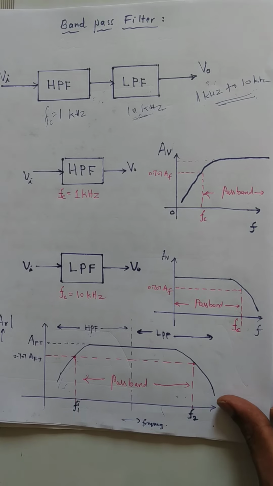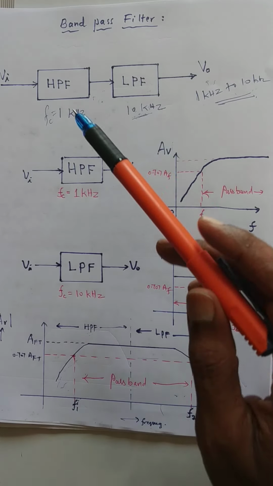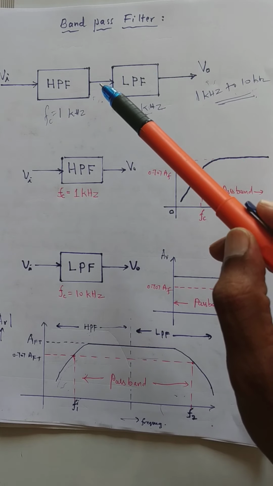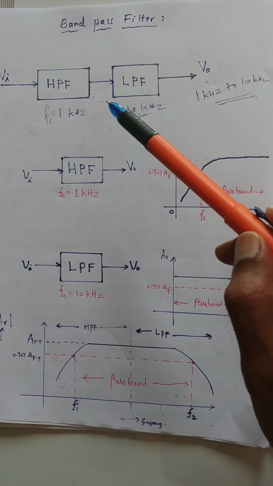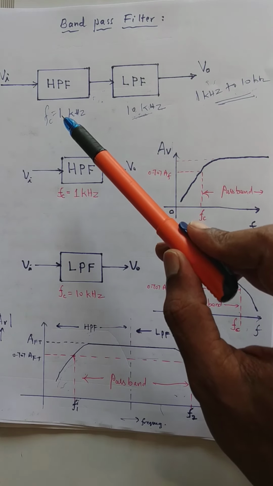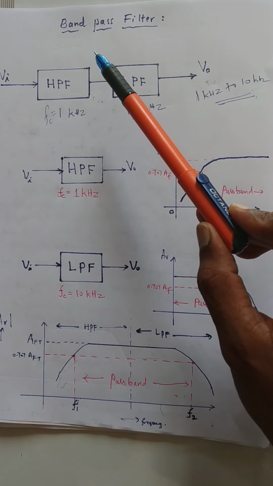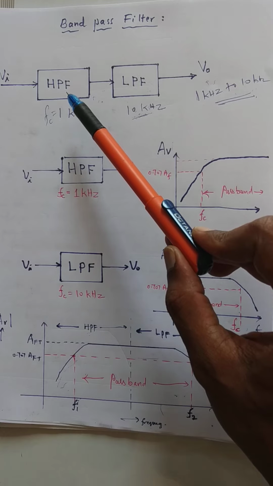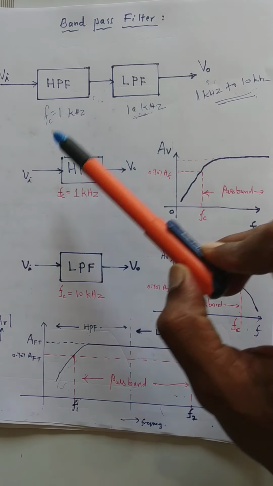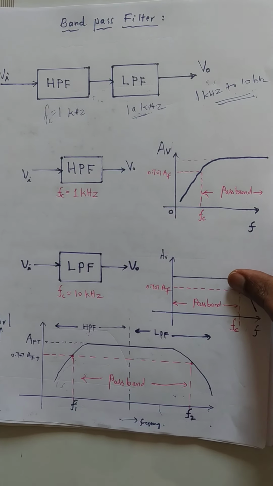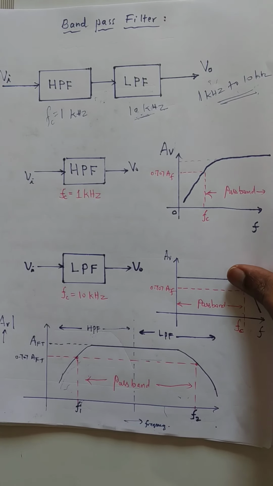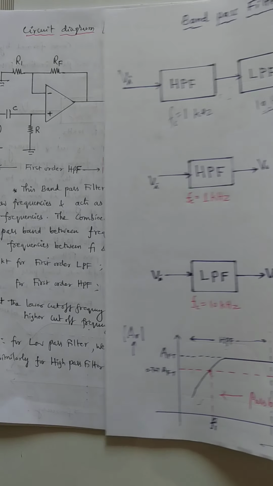Now let us look into the circuit diagram. Here, if you want to construct a first order band pass filter, we need to use first order high pass filter and low pass filter. Suppose if you want to construct second order band pass filter, then you have to use second order high pass and low pass filter in cascade. Now let us discuss the first order band pass filter for our syllabus.